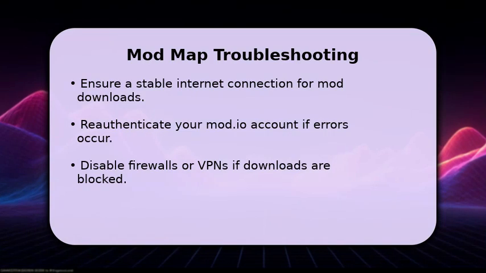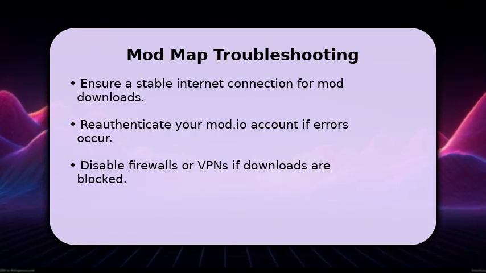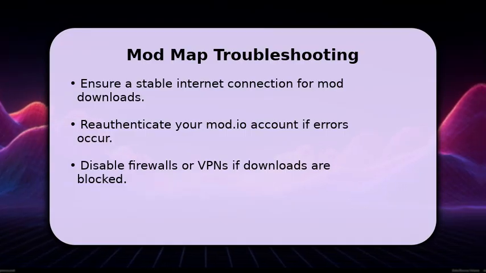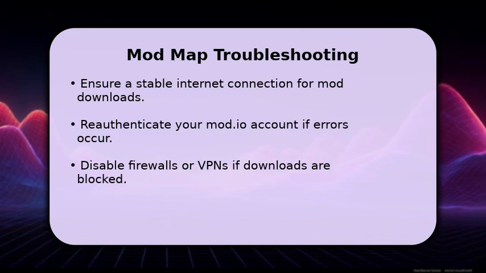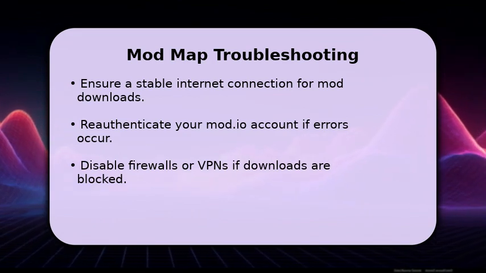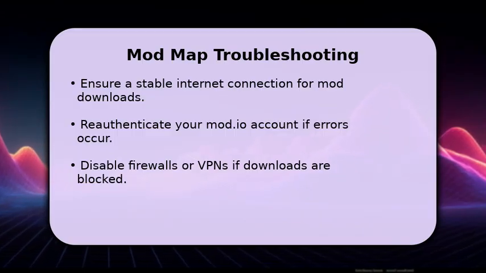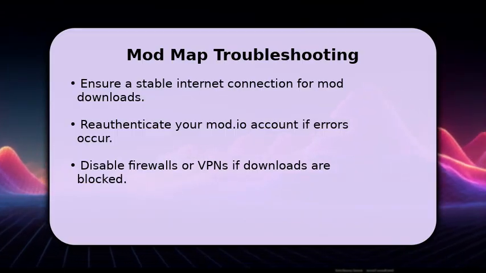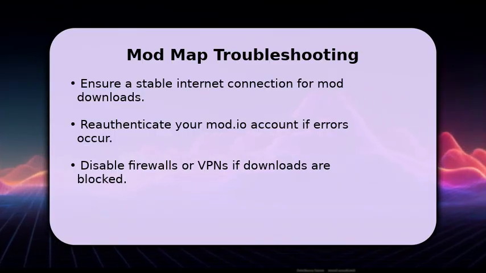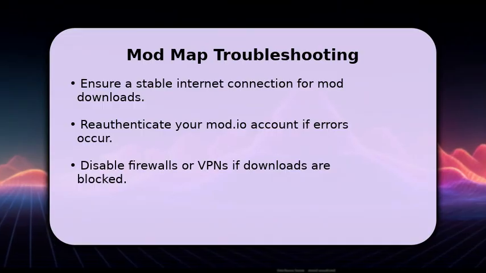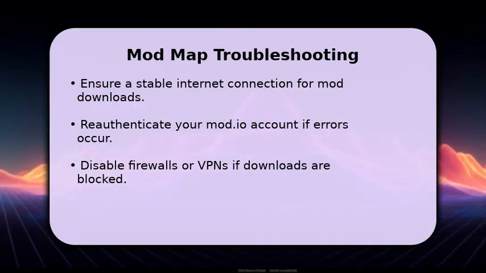Sometimes you might encounter issues with mod maps, but don't worry, there are common fixes. First, always ensure your internet connection is stable for smooth downloads. If you see mod offline errors, try re-authenticating your mod.io account through the in-game browser. Occasionally, firewalls or virtual private networks can block downloads, so temporarily disabling them might help. If a specific map causes crashes, unsubscribing from it can often resolve the problem, allowing your other mods to function correctly.